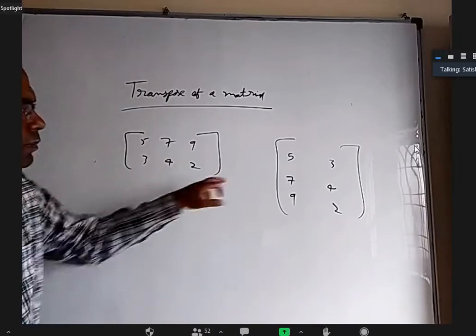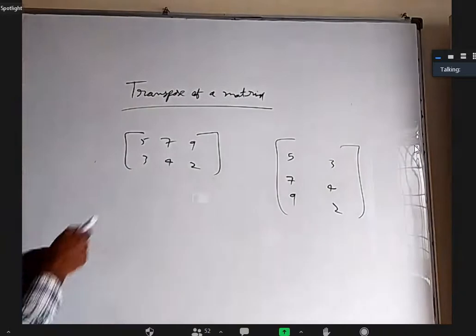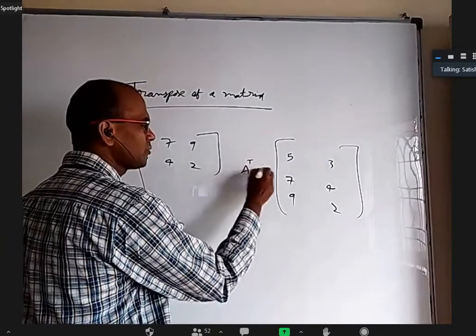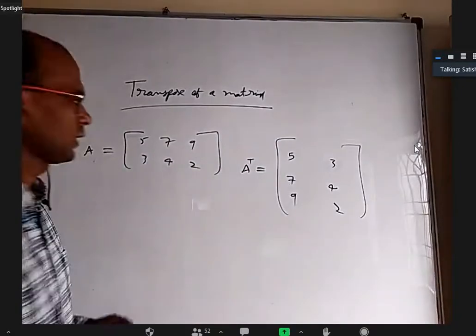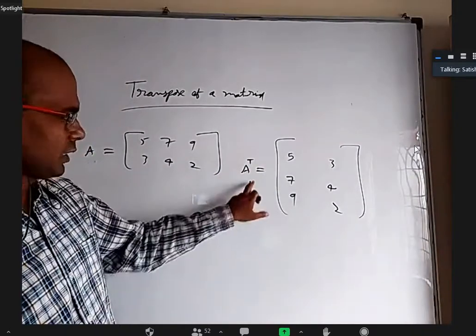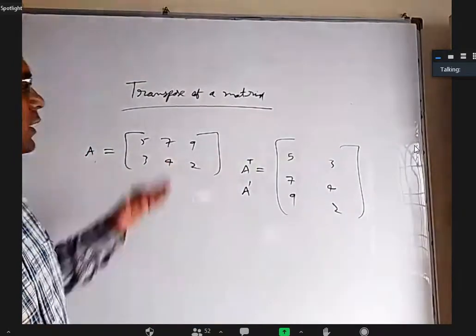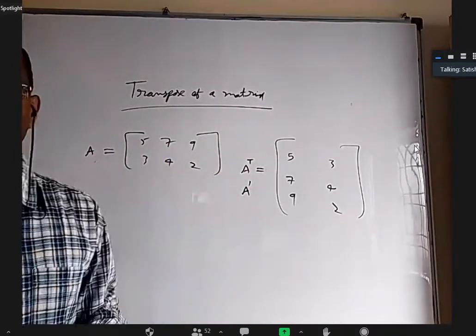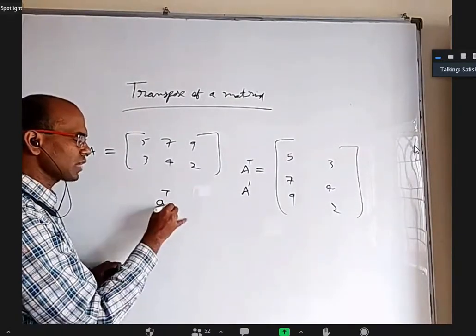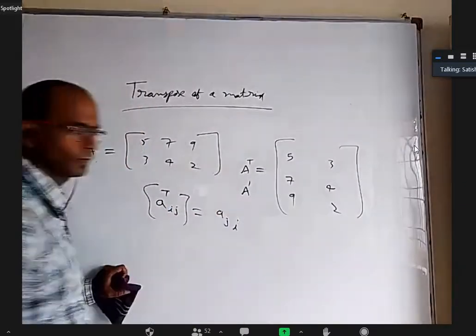Second column became second row, and third column became third row. So if this is matrix A, we call this A power T. We'll write it, but read it as A transpose. Sometimes we'll write A dash. Whether we write A power T or A dash, we read it as A transpose. That is, you interchange rows and columns. How they define it is, they say the A transpose ij element will be the A ji element.